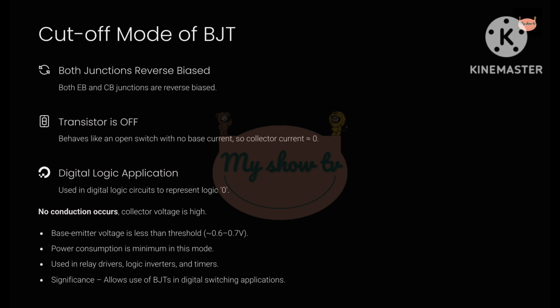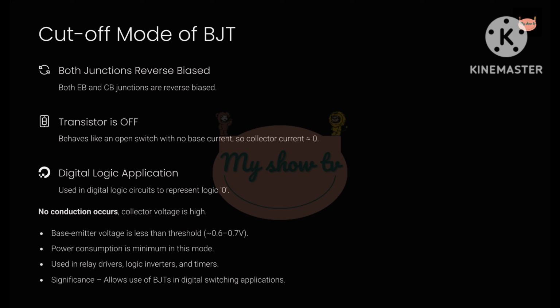Slide 3. Cutoff mode of BJT. In cutoff mode, both the emitter base and collector base junctions are reverse biased. No current can flow through either junction, so base current, IB, equals 0, which results in collector current, IC, approximately equals 0. The transistor acts like an open switch, it is completely off.